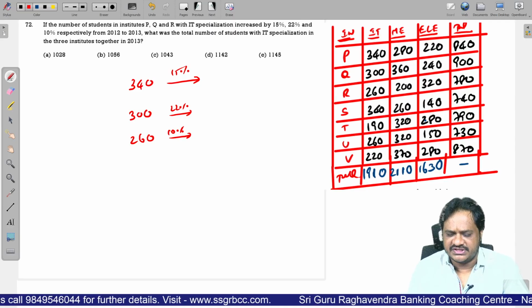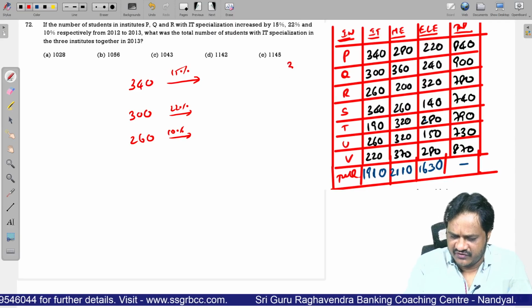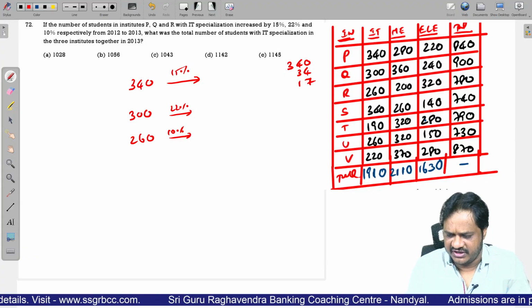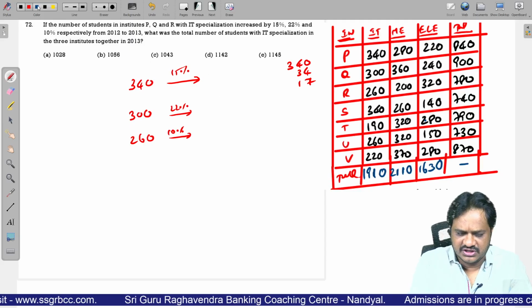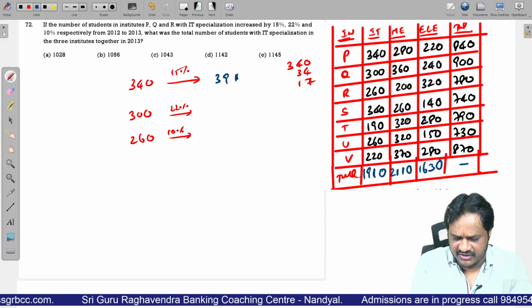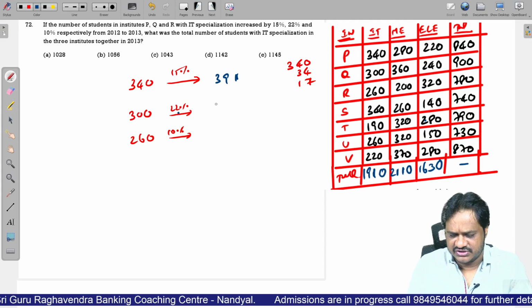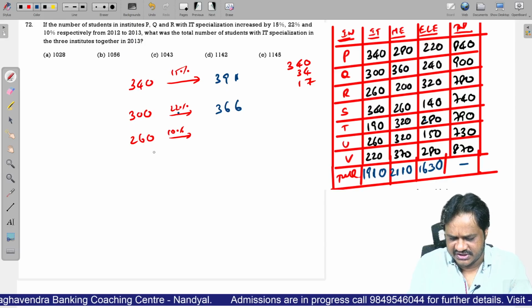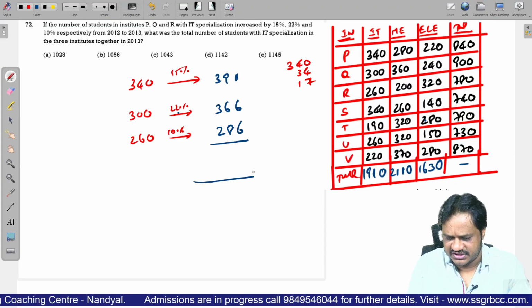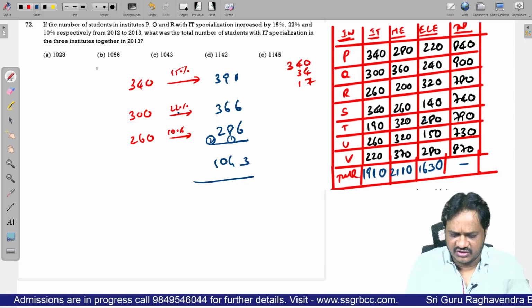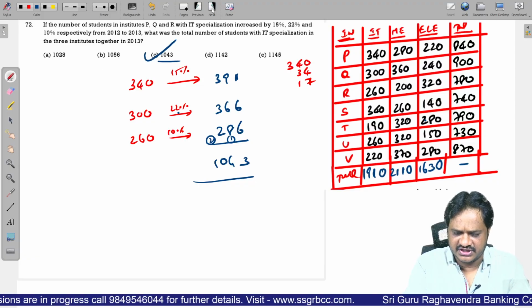So 15% increase means in 340, 10% is 34, 5% is 17. Total 51 increase. So that will become 391. 300 into 22 by 100, 66. So it will become 366. Out of 260, 10% is 26. So it will become 286. Now what is the total? 13, 15, 24, 10. 1043. 1043 is the correct answer.